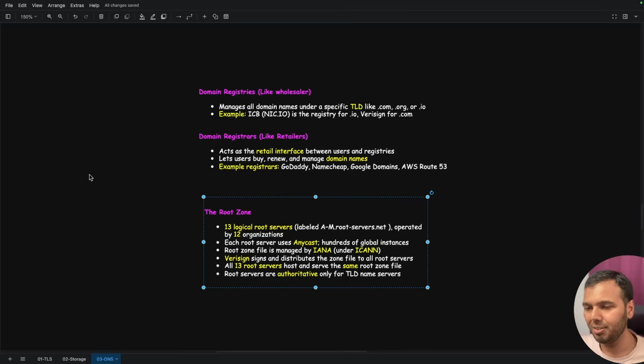The root zone file is managed by IANA. We understand that, and IANA works under ICANN. Now ICANN is the Internet Corporation for Assigned Names and Numbers. VeriSign signs and distributes the zone file to all the root servers. Now understand the delineation. It is IANA who edits this zone file.